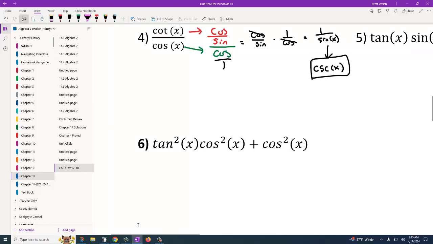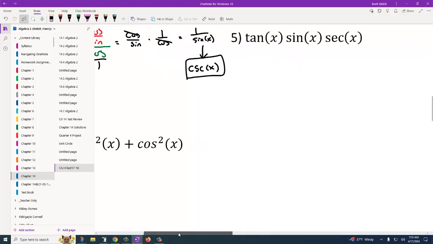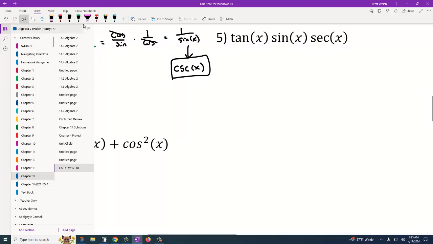All right, let's take a look at question number 5. Again, our focus, if we don't see addition or subtraction with squared values, is to just go to our favorite two kids, which are sine and cosine. Tangent is defined as sine over cosine. This is times sine, which I'll go ahead and put over 1, and times secant, which is 1 over cosine. Again, if you don't know why I know that, look in your toolbox. We're just trying to turn everybody into our two favorite kids, sine and cosine.